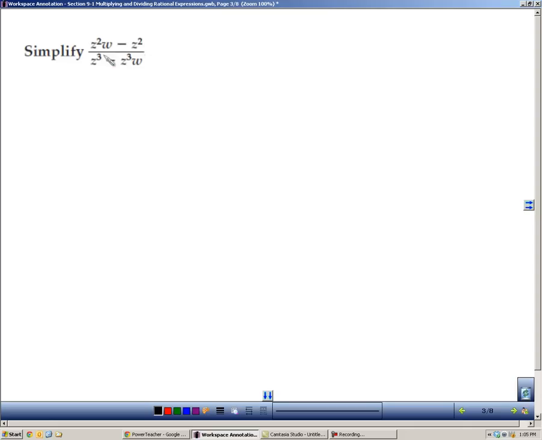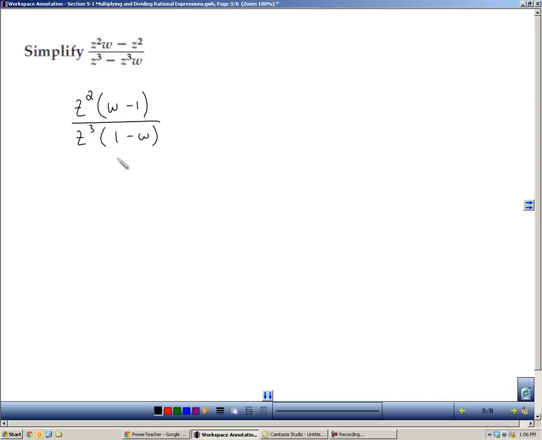Well, on the top, I can factor out a GCF of z squared, leaving a w minus 1. And on the bottom, I can factor out z cubed, leaving 1 minus w. Now I'm going to cancel these z's, but I want to look at this w minus 1 and this 1 minus w. Those are pretty close. I mean, they almost look like they should cancel. It's just that the numerator is positive w and negative 1, and the denominator is positive 1 and negative w.